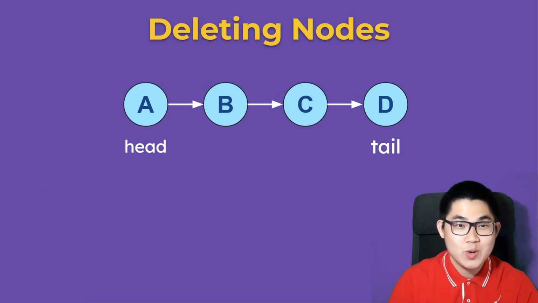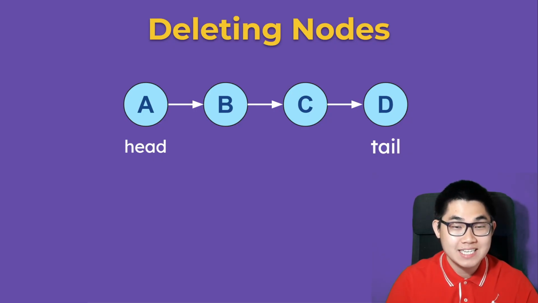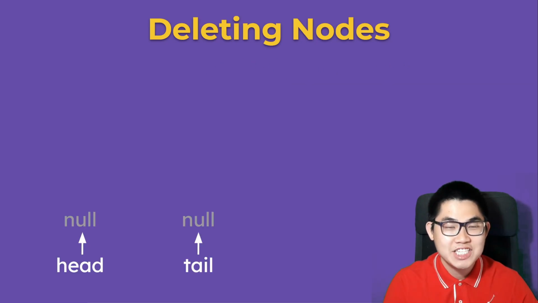Now, I'm going to show you how to delete or remove nodes from a singly linked list. There are three cases. We're going to remove the node at the beginning, at a certain index, and at the end of the linked list. The edge case is when you try to remove a node from an empty linked list. And the linked list is empty when the head and the tail are null.